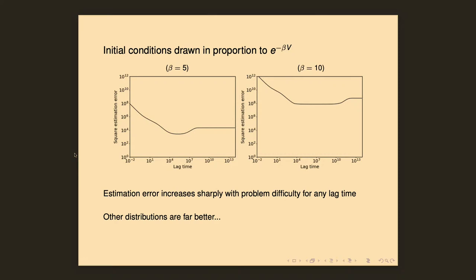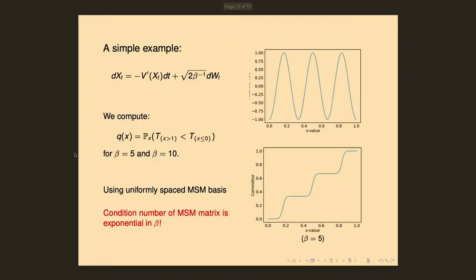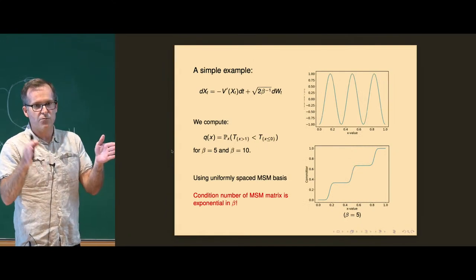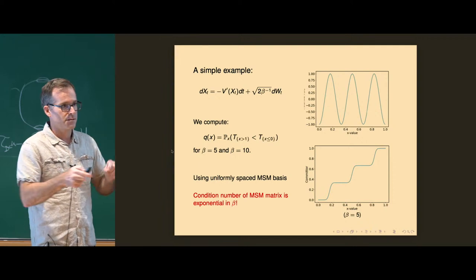One is related to the question of how you should choose the initial conditions for the trajectory. If you actually choose them like e to the minus beta V, then basically there's no lag time at which these algorithms are going to work. Oh, I should have mentioned that what I'm showing you is for an MSM. This is a one-dimensional process, so I've built an MSM where I just discretize that one dimension and count the number of transitions between the bins.